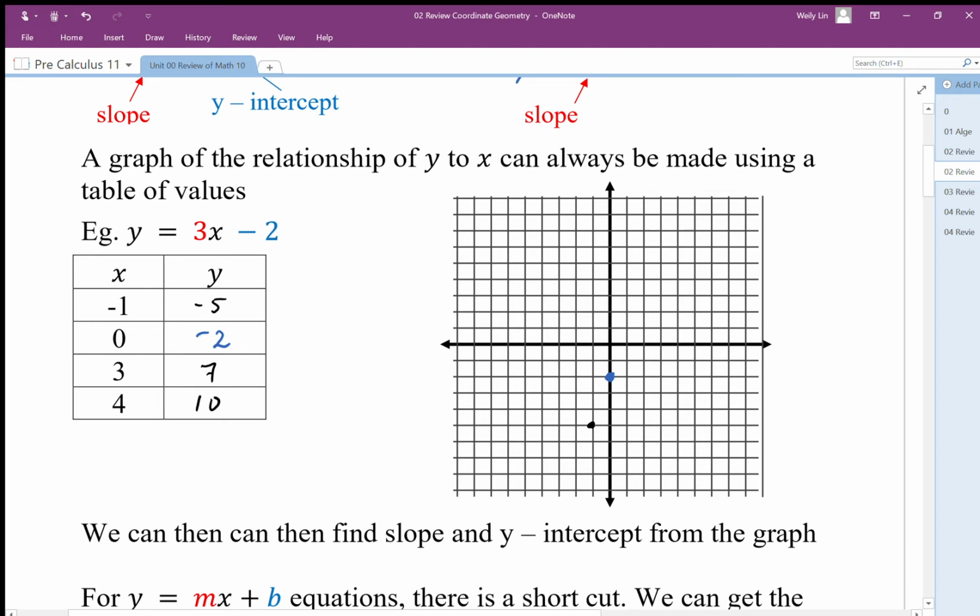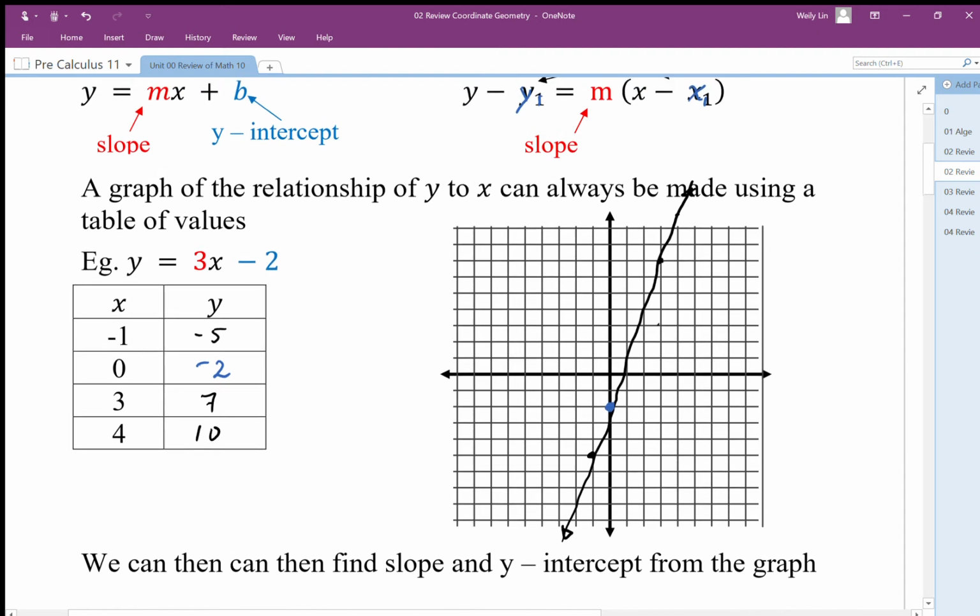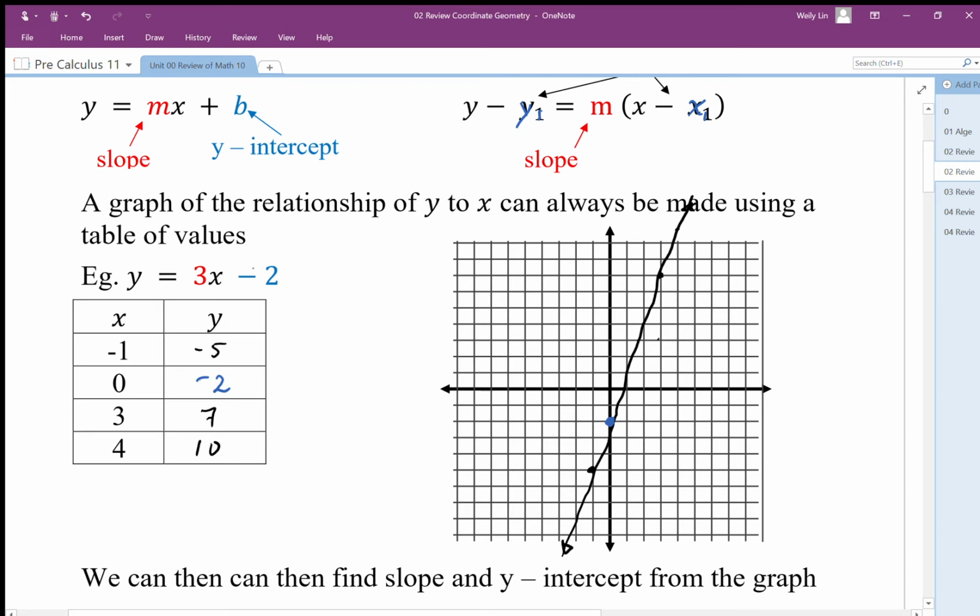And we can plot a couple other points: 3 over, 7 up; 4 over, 10 up, somewhere around here, and then we can see that that generates a straight line relationship. It goes up through here to there in a straight line. It's important to recognize that the relationship can be expressed as an equation, it can be expressed as a table, and it can be expressed as a line in space.